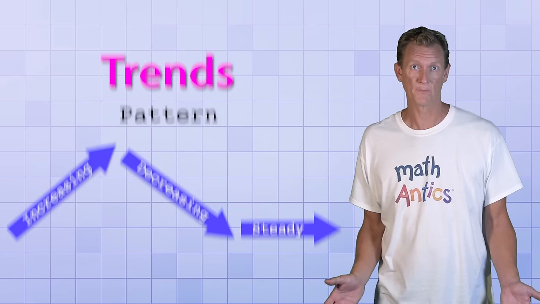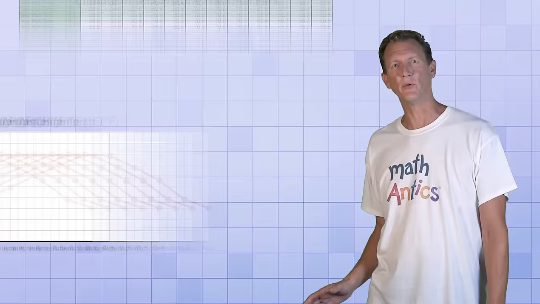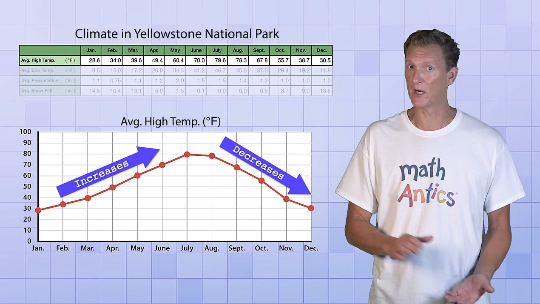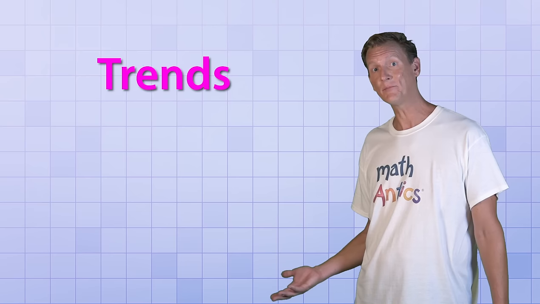First, trends can help you understand data on a higher or more general level. For example, the trend in this Yellowstone data is that the temperature increases from January to July and then decreases from August to December. And second, trends can sometimes help you make predictions about what might happen in the future.